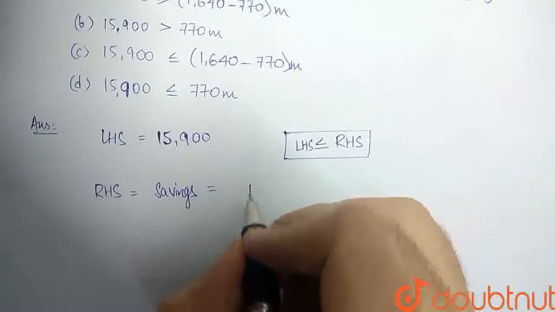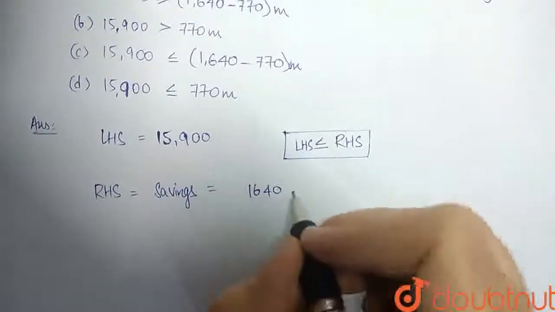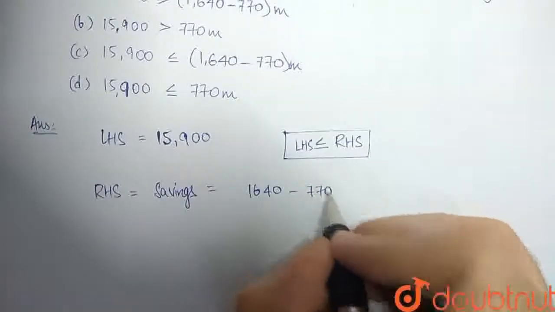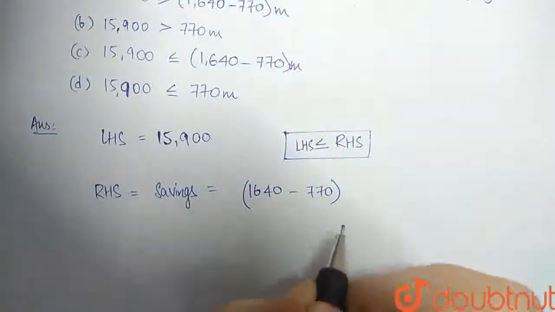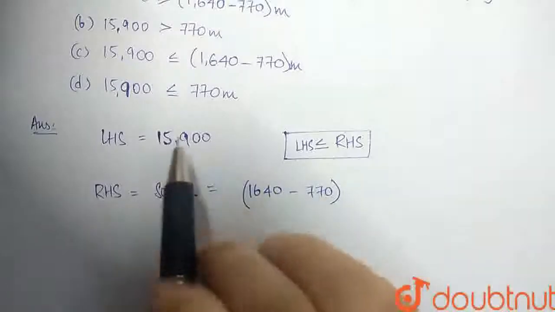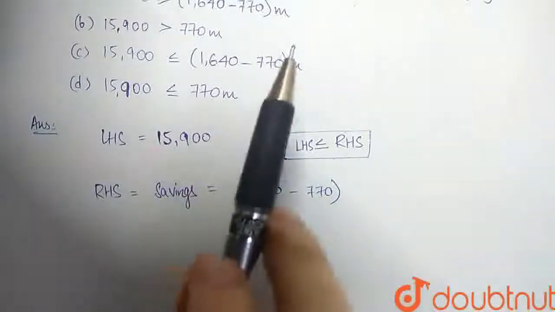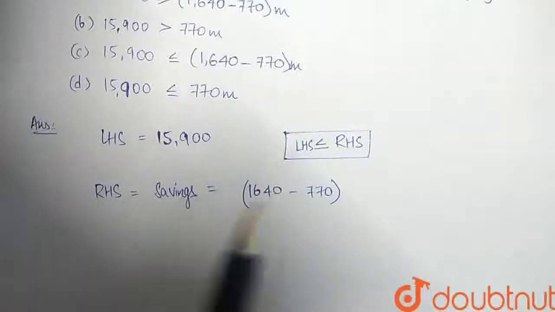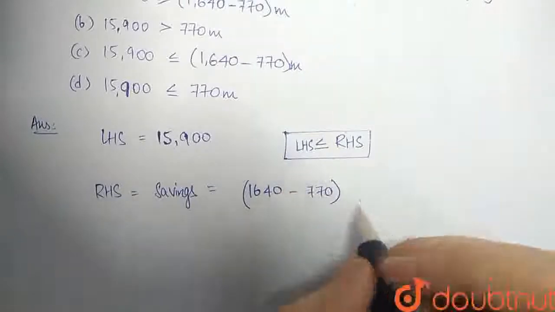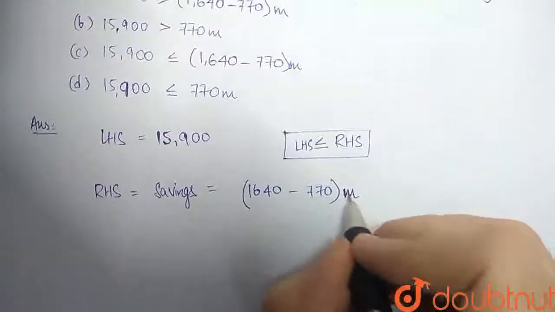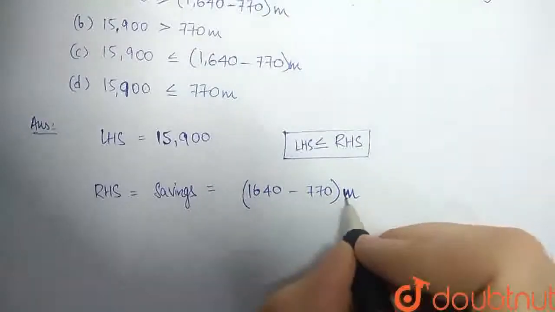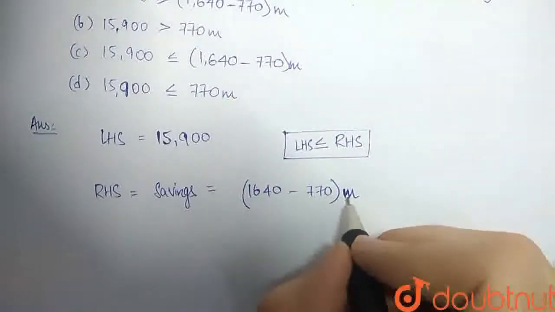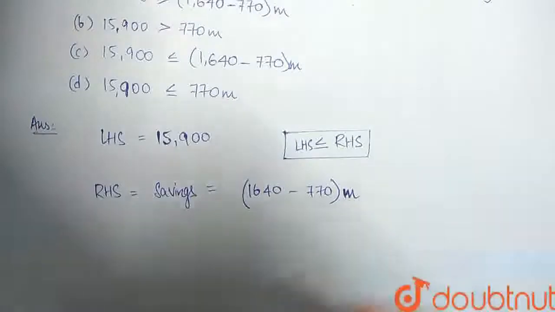So the previous cost is 1640, the current cost is 770, right? So this amount is saved every month since the landscaping was replaced. And according to the question, it has been M months since then. So every month this term adds up. So we can directly write this term multiplied by M, however many months it has been.